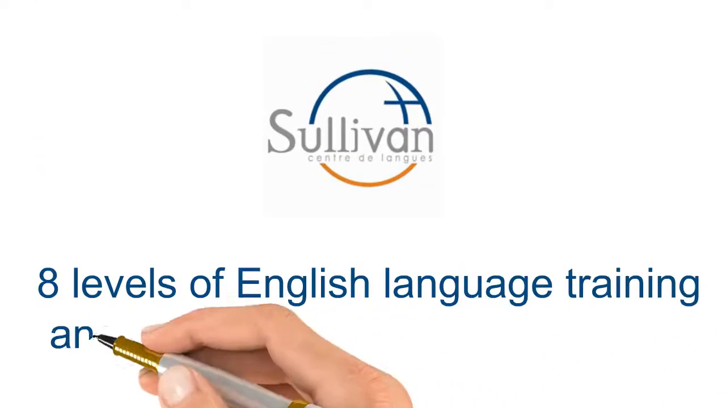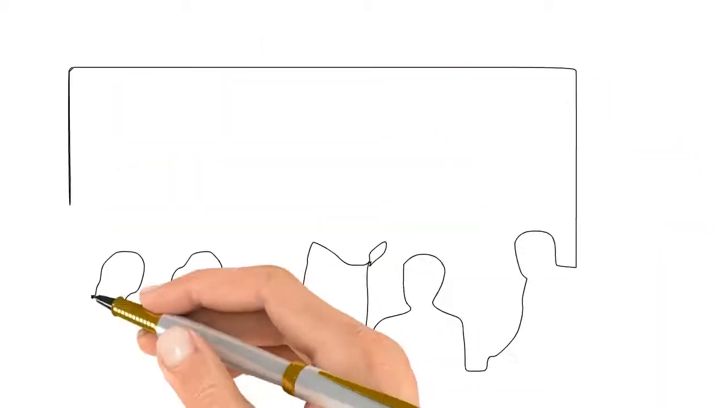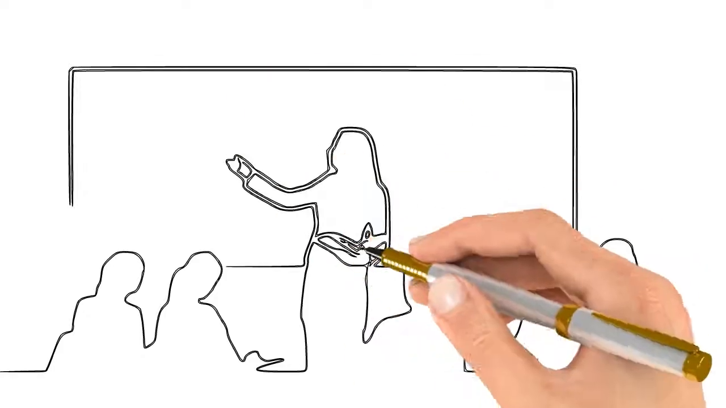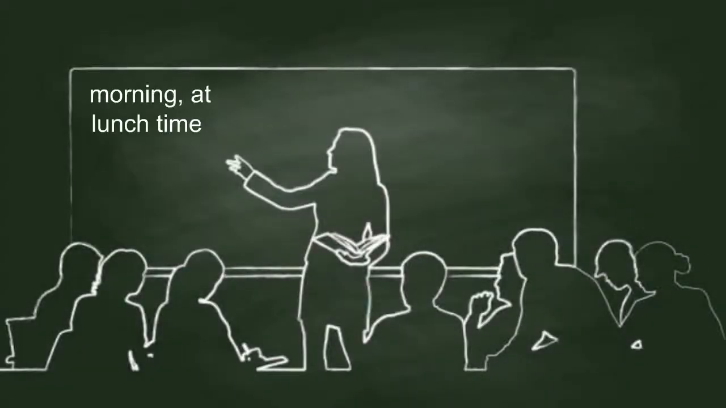At Sullivan, we offer 8 levels of English language training, and each level is 21 hours in length. Students usually take classes once or twice a week in 1.5-hour formats. The classes can be given in the morning, at lunchtime, or after work.